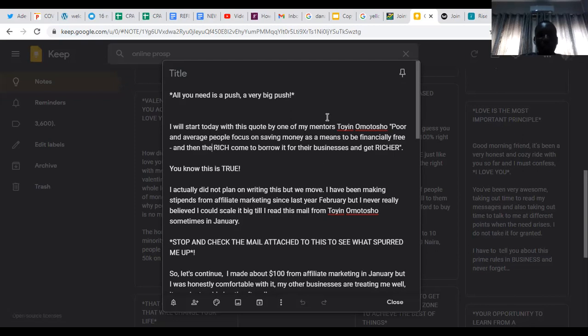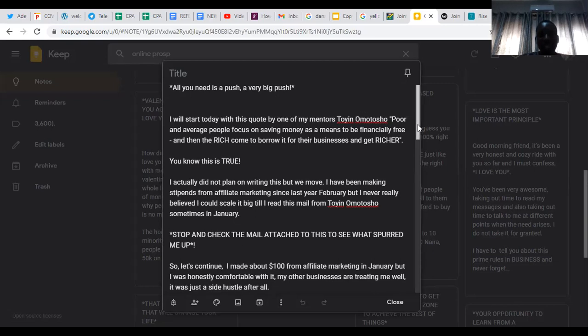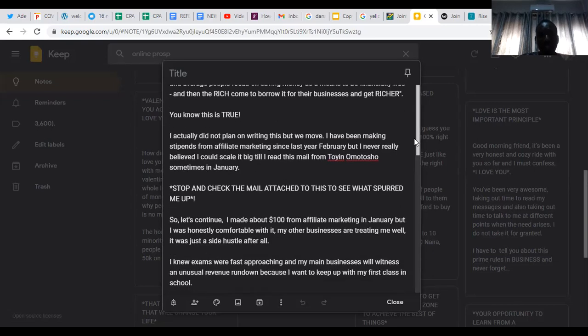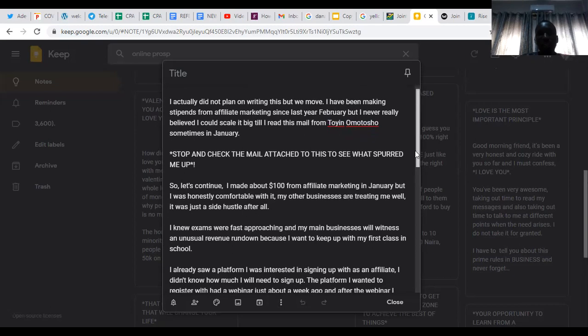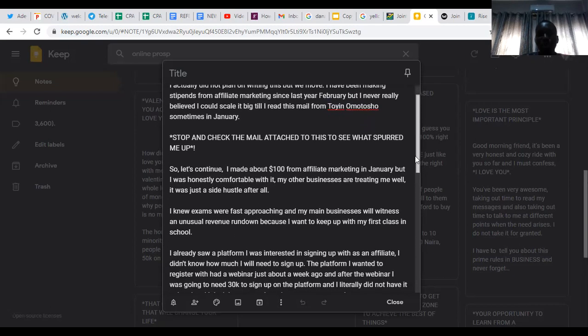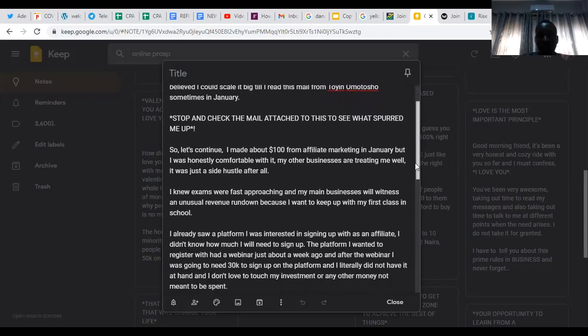All you need is a very big push. I'll start today with this quote by one of my mentors, Tonyo Omotosho: Poor and average people focus on saving money as a means to be financially free, and then the rich come to borrow it for their business and get richer. You know this is true? I actually did not plan on writing this, but we move. I have been making stipends from affiliate marketing since last year, February, but I never really believed I could scale it big till I read this mail from Tonyo Omotosho sometime in January.